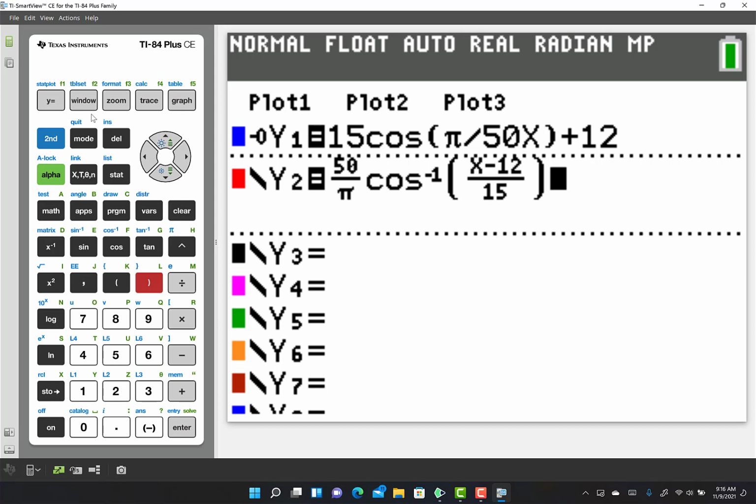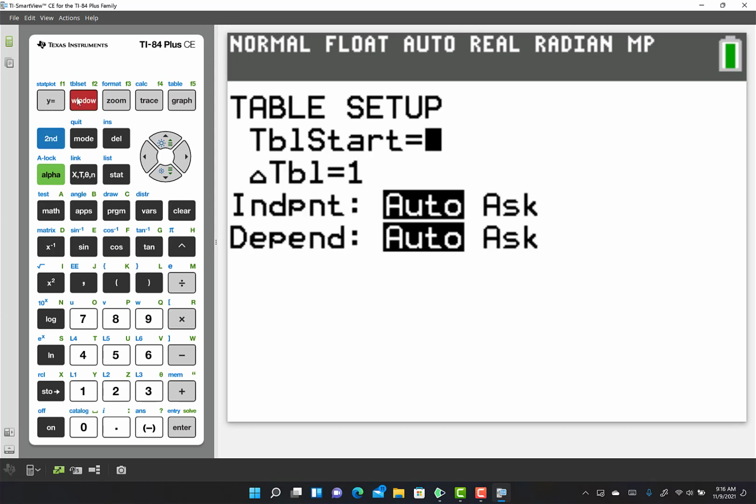Let's see. Do you guys want to see how to use the advanced feature? Yeah, you guys are smart enough. You see where it says table set, where the button window is at? Click on second table set. Since we know we're going to go every 2 meters, go to where it says change in table and change that by 2. Start at 0. And then leave this as auto and auto.